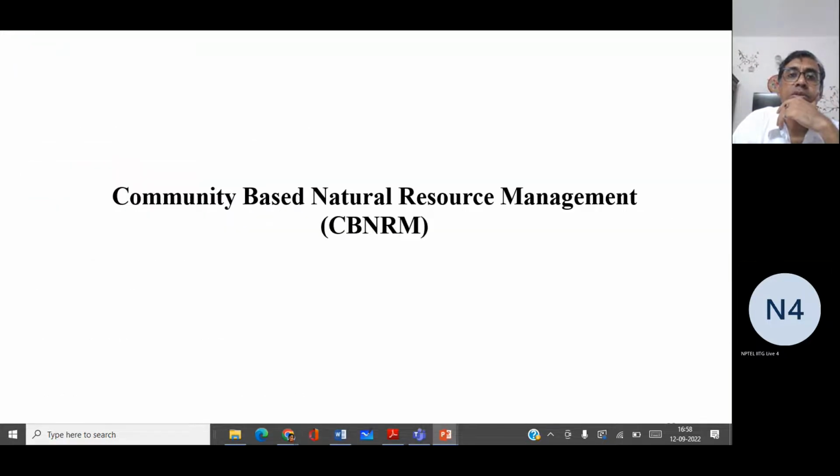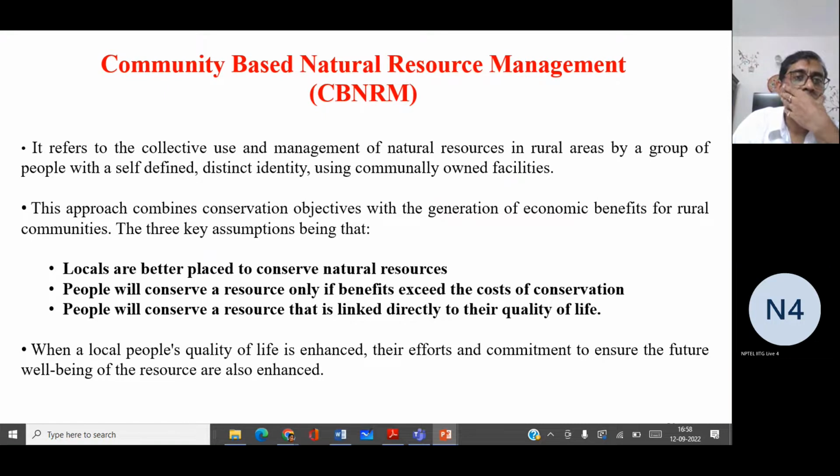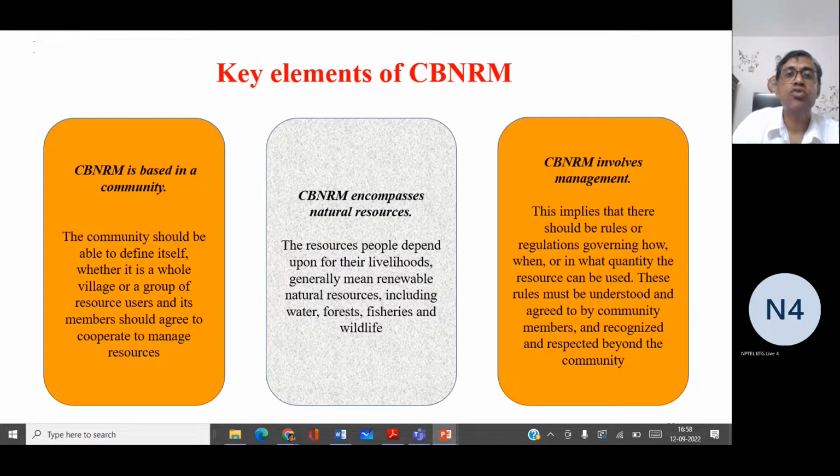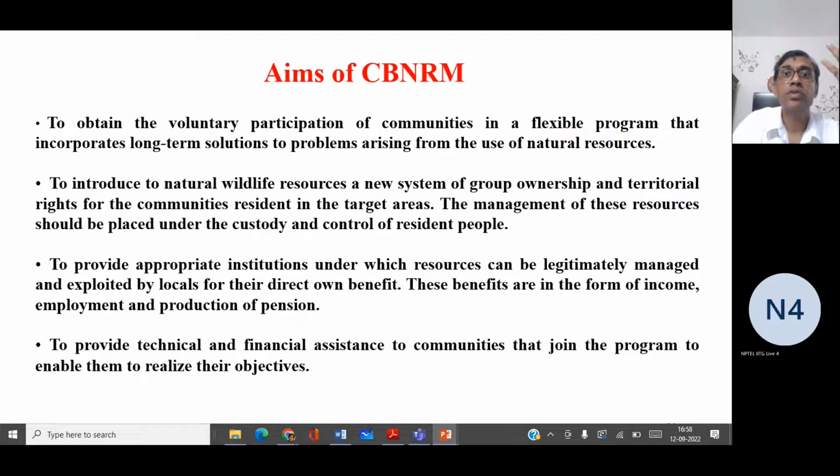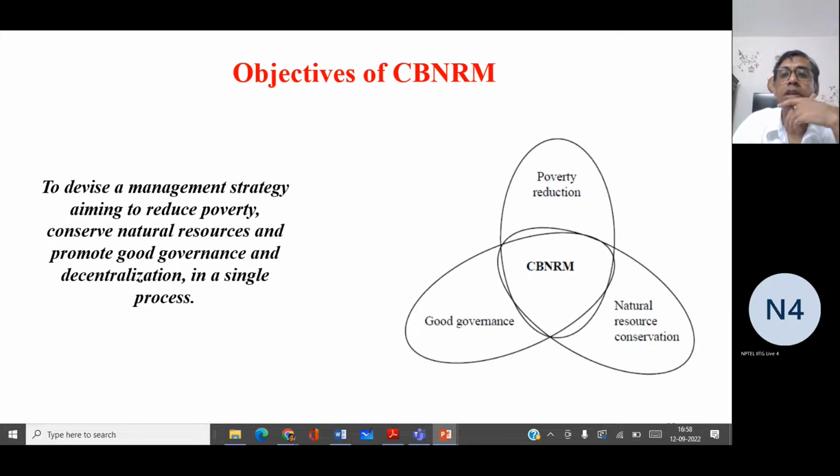Then we talked about water resource management, and then we came into community-based natural resource management, where people actually come and own their resources and try to take the responsibility. So CBNRM, I think, is one very interesting aspect of natural resource management, where poverty, governance, and natural resource conservation, three things come together, and CBNRM takes care of or touches upon these very critical three issues.